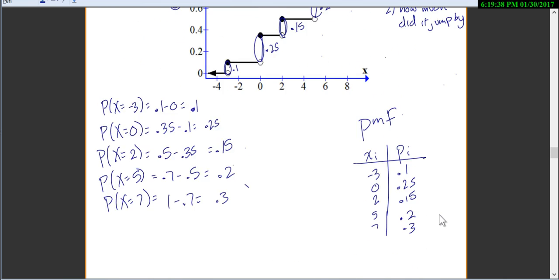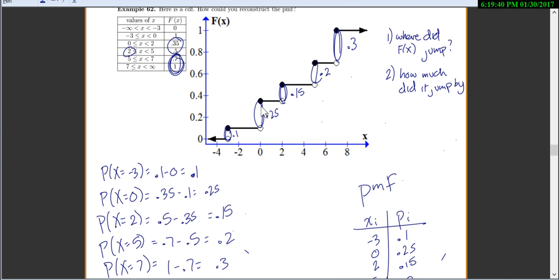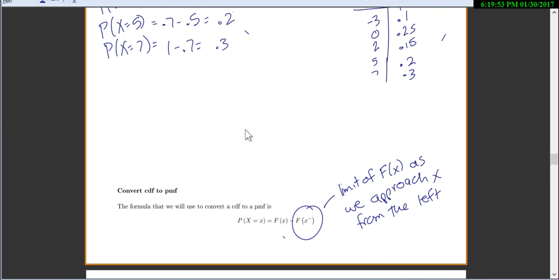As you're looking at this graph, F of x here is 0.35, but as you came from the left, my actual limit was right here, so my actual limit was 0.1. Now, thinking about that is a lot harder for me than just saying the probability that x equals some specific value is the CDF at that value minus the CDF at the last x value. That's a lot easier for me to keep track of.